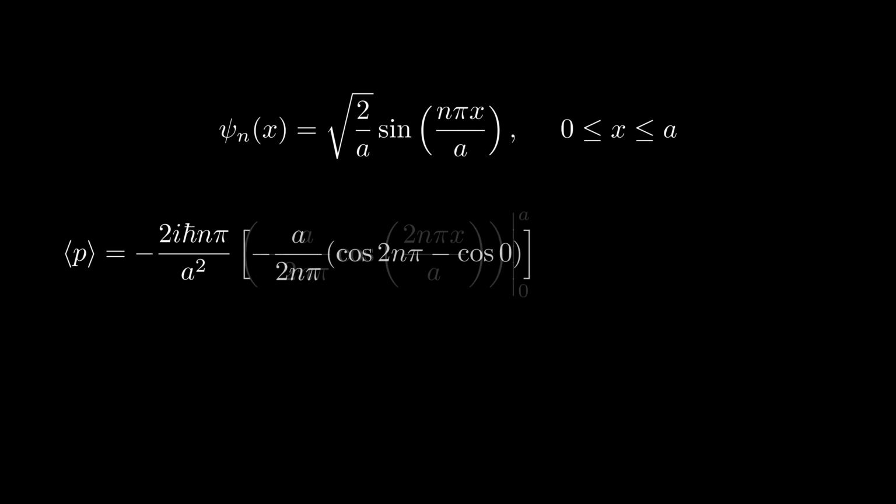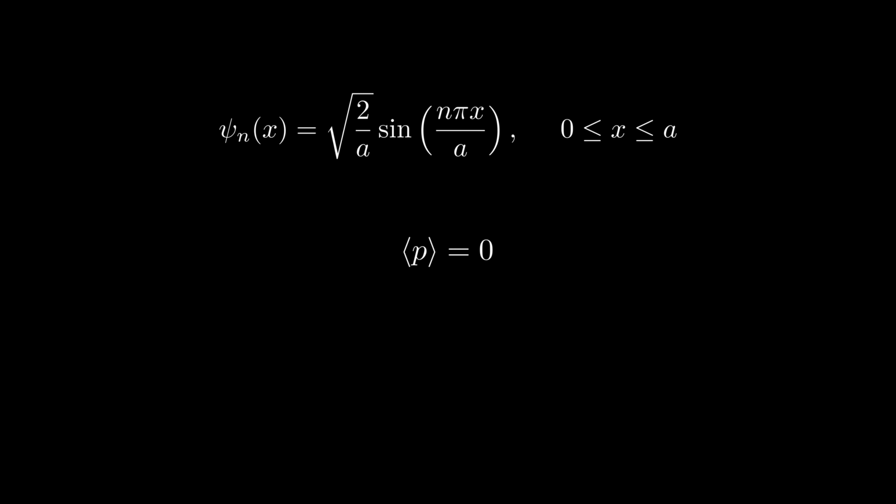Since the integral evaluates to 0, the expectation value of momentum for the nth stationary state of the infinite square well is 0. This result aligns with our physical intuition because the probability distribution for stationary states in the infinite square well is symmetric about the center of the well, resulting in 0 net momentum.